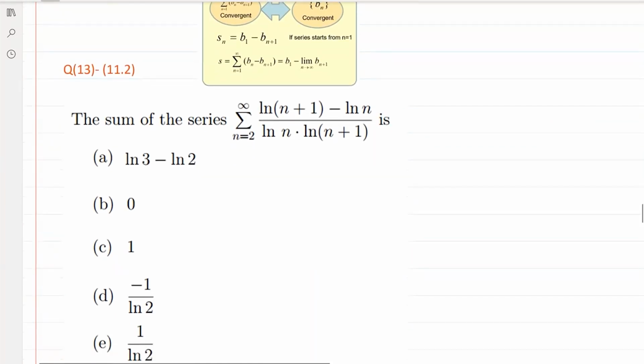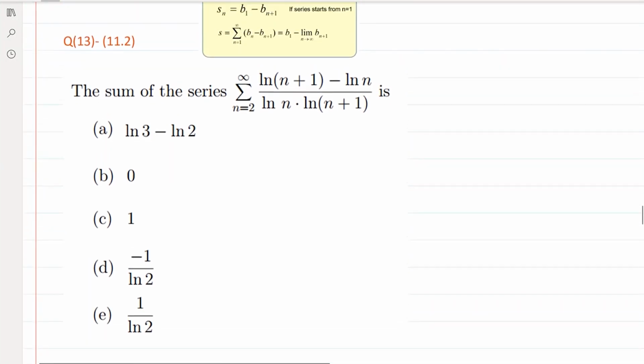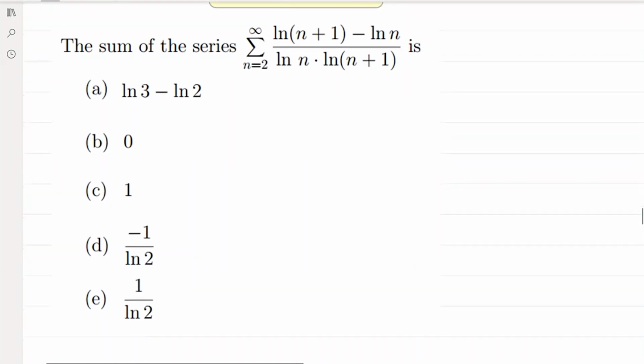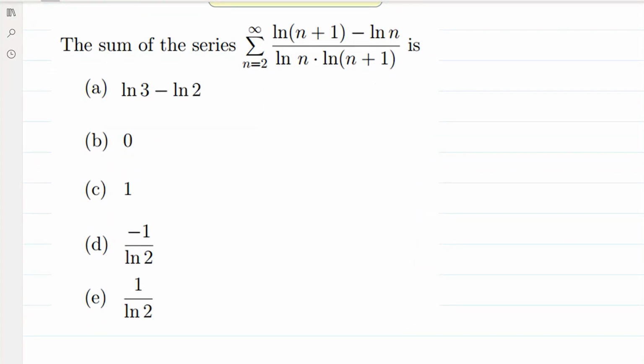This is also a telescoping series. Why? Look here and be careful. Sometimes you will face something like this. There is a small trick, and once you do it, it's done. What is the trick here? You just distribute it, just split it. It will be the sum from n equal 2 to infinity. I will take this part, then I will take this part.